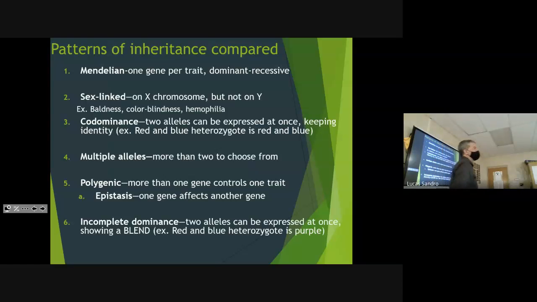Finally, Friday was incomplete dominance. So far, these three, you kind of know what examples I'm going to use. This is the one where you need to be looking out for the blend. This is the one where I'm not going to tell you exactly what the example is. It might be color. It might be something else.